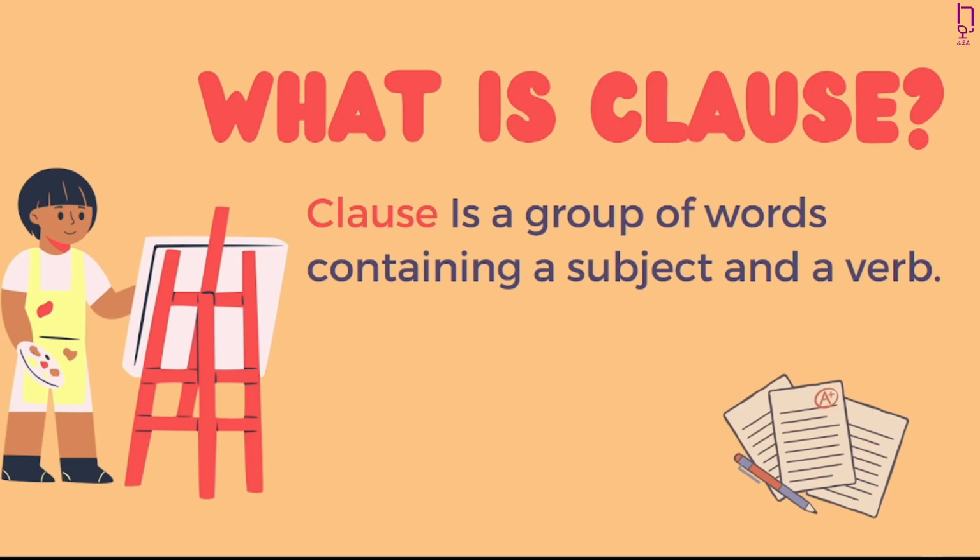So what is a clause? A clause is a group of words containing a subject and a verb. So it's part of a sentence and it contains the subject and the verb. In other words, all the main things are in the clause because the sentence must have at least a subject and a predicate, or a subject and a verb.